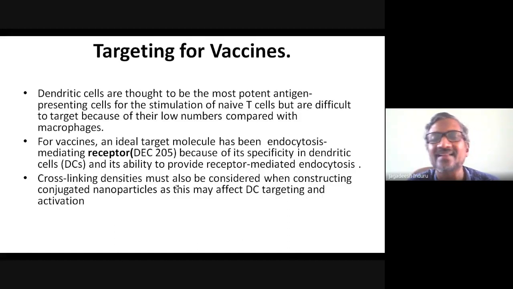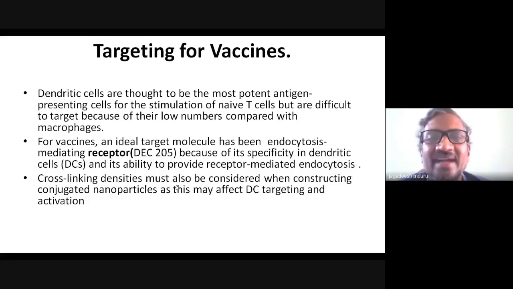So the cross-linking densities must also be considered during our formulation manufacture whenever we are using it for vaccines, because this is a burning topic now. If you want to deliver a vaccine, we have so many precursors and excipients, and also adjuvants. Adjuvants do not have any antigenic capability by themselves alone, but when mixed with these antigens, they trigger in a symbiotic manner. This delivery system, which has different cross-linking densities, must be considered, so that I know to what extent the dendrimer particle carries my antigen to get a better effect when constructing the conjugated nanoparticle, as they may affect the targeting of these dendritic cells and their activation.